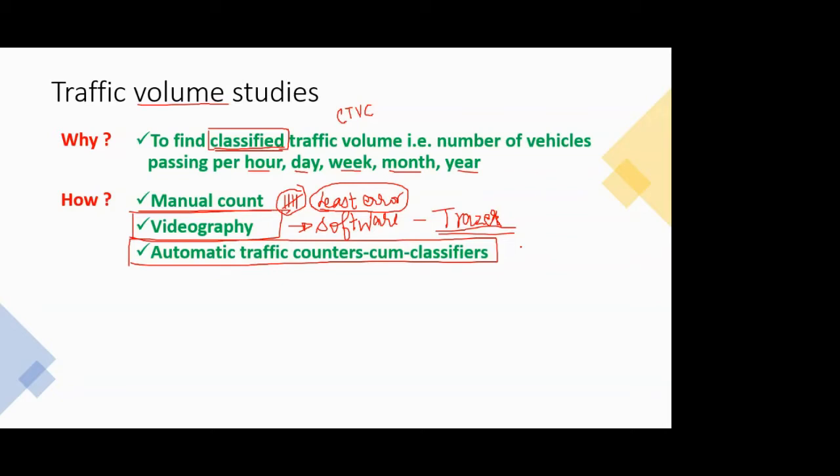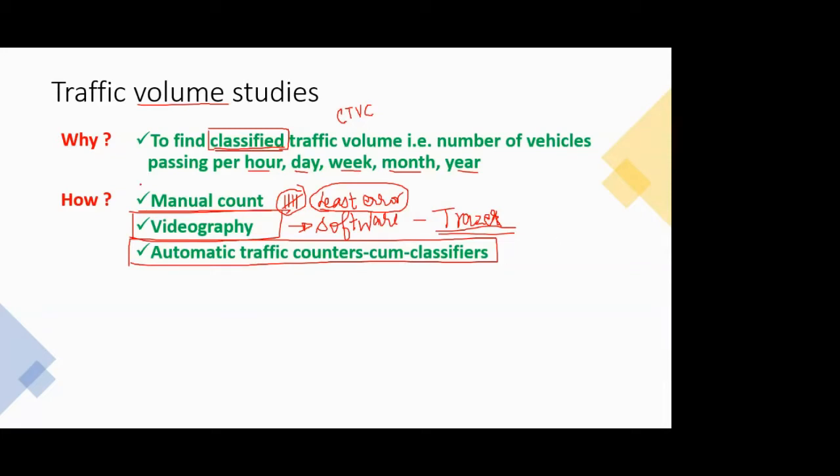It is basically a loop counter or a loop detector in which they have a patch with sensors installed on the road itself. Whenever a vehicle passes over that patch, the sensors sense it, and based on the dimension or the weight of the vehicle, they decide whether it is a car, a two-wheeler, a four-wheeler or a truck.